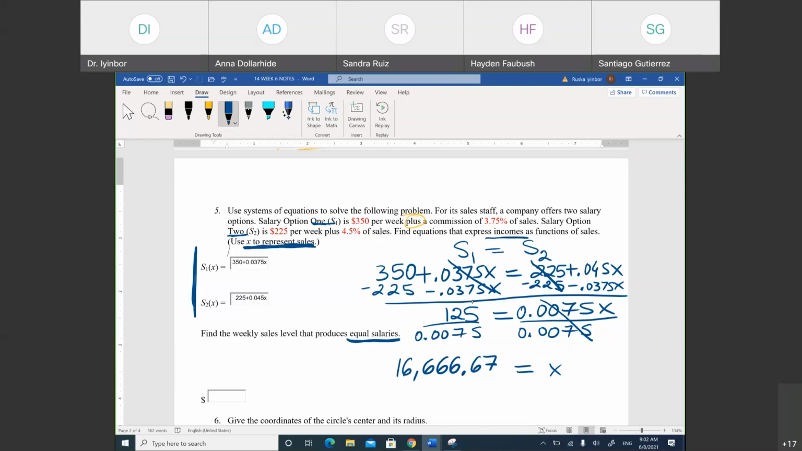And that's your answer. So you have to sell for that week something, whatever you're selling, houses, or I don't know if you're gonna get a house for 16,000, but let's say cars for 16,666 and 67 cents. That's what you need to sell for that week to get the same paycheck at the end of the week. Okay? Any questions, let me know. No questions?